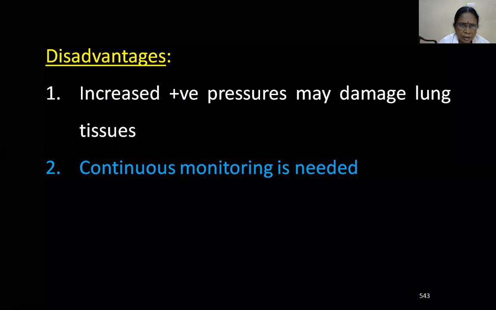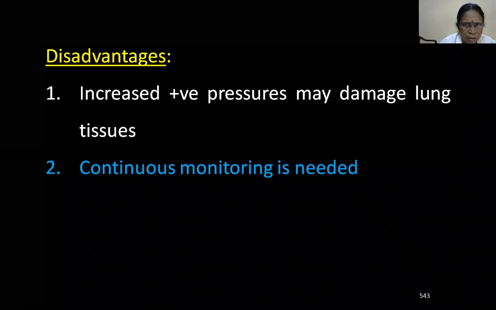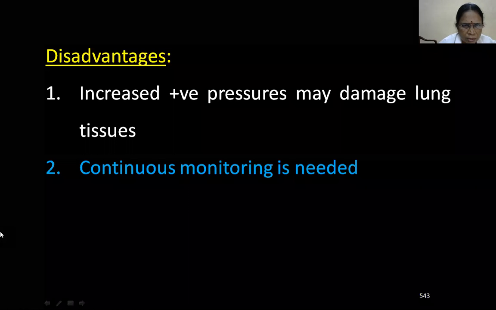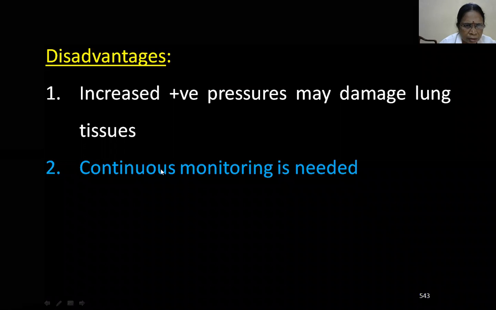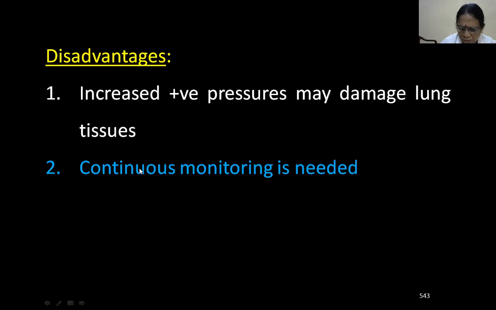Disadvantages: increased positive pressure may cause damage to lung tissues. And continuous monitoring is necessary; a person should monitor continuously. You cannot apply it and leave and go out.